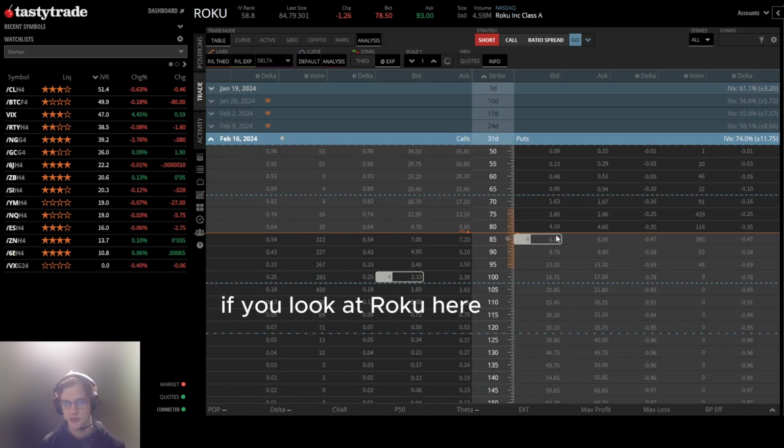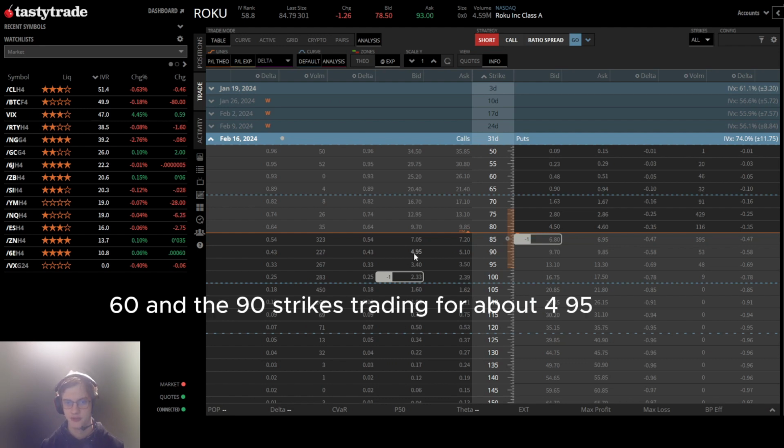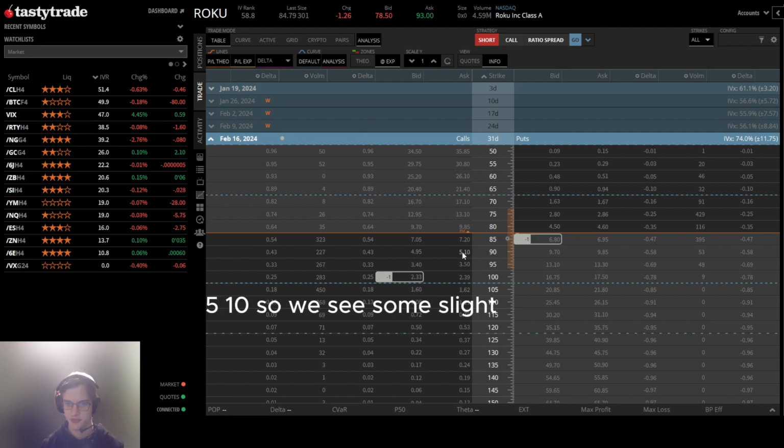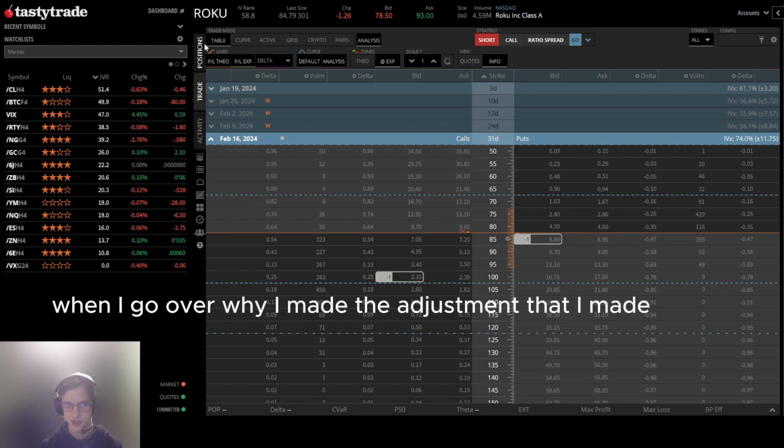If you look at Roku here, it's at about $85 approximately, the 80 strikes trading for about $450, $460, and the 90 strikes trading for about $495, $510. So we see some slight call skew here in addition to the increase in volatility. We'll come back to this when I go over why I made the adjustment that I made.